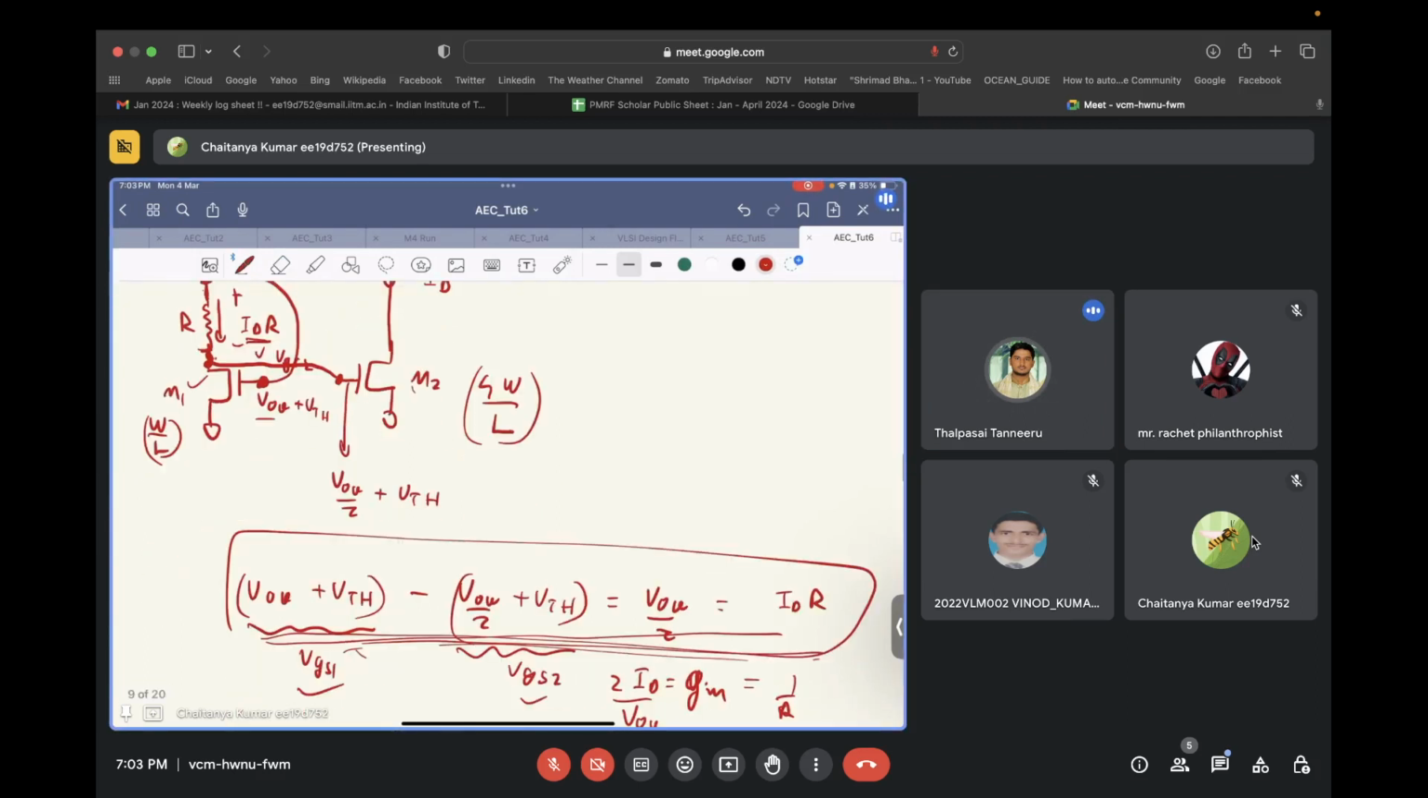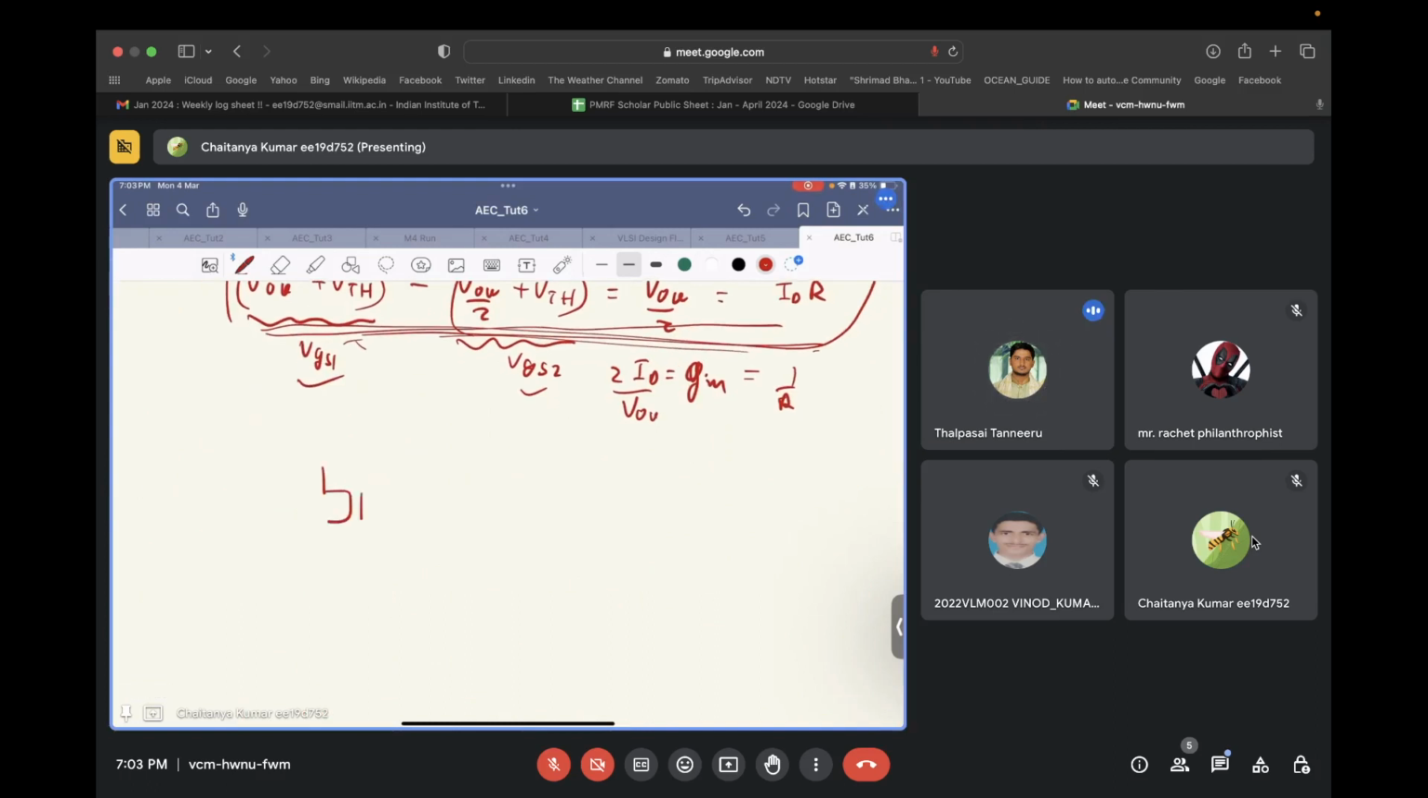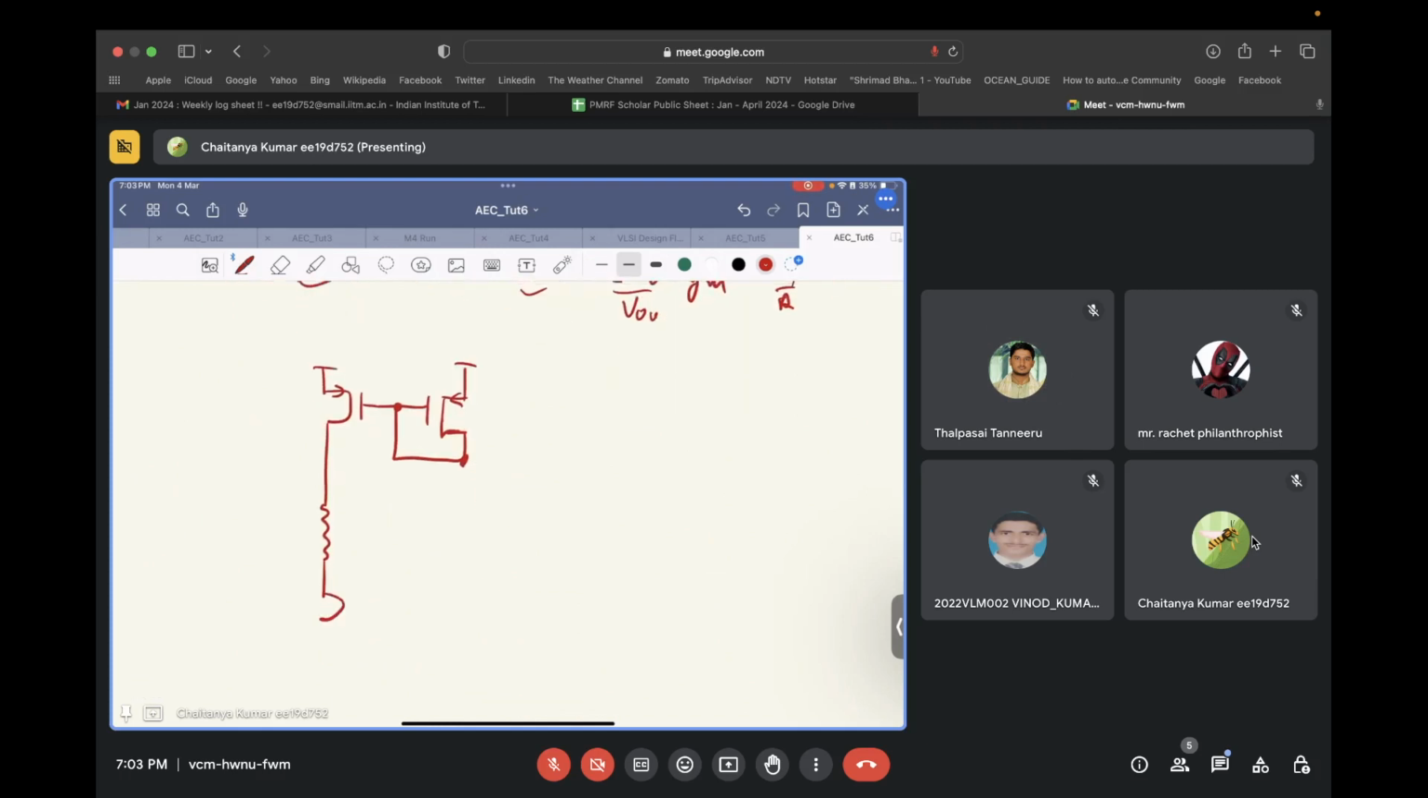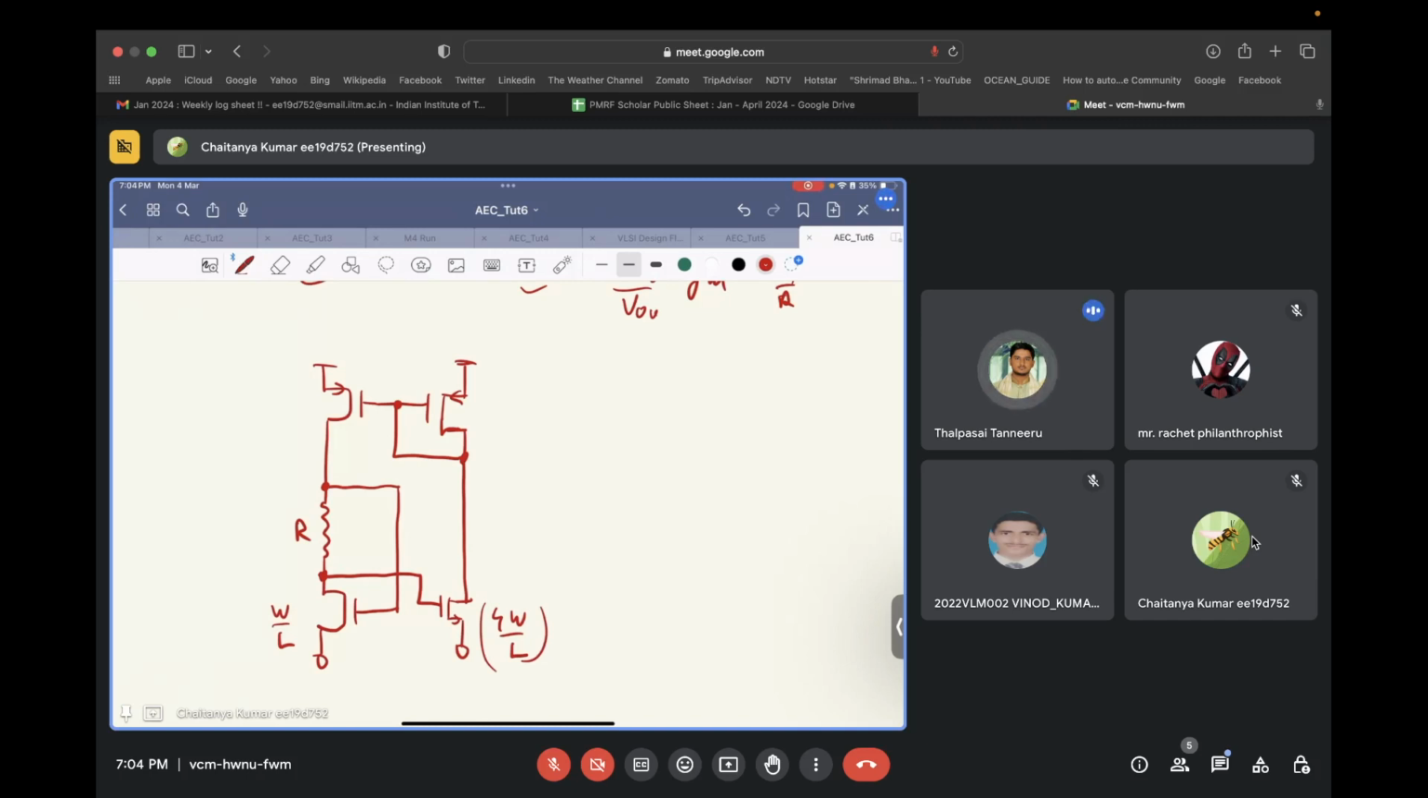So from this you can say that, I will redraw the circuit. This was W by L, this was 4 times W by L. Okay, so this is another variant of the fixed GM bias circuit which takes care of the backgate effect. You understand? Any doubt in this? No, sir. Perfect.